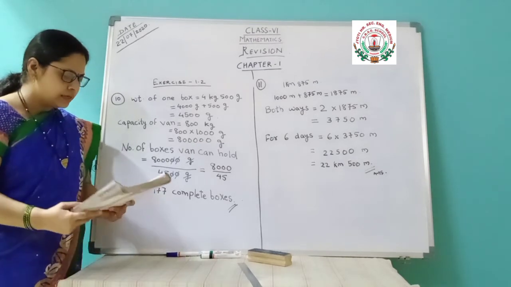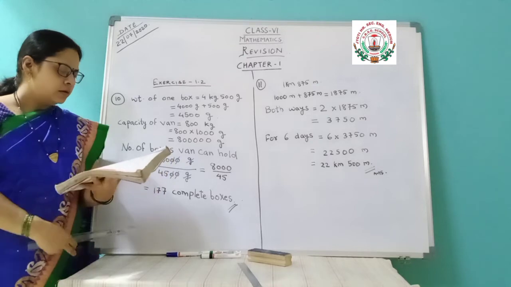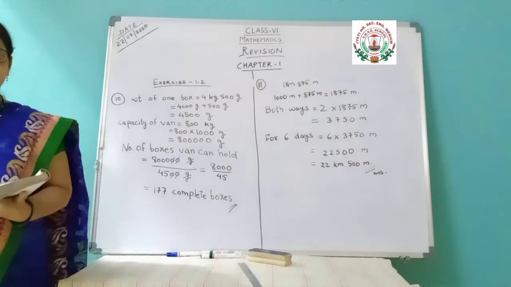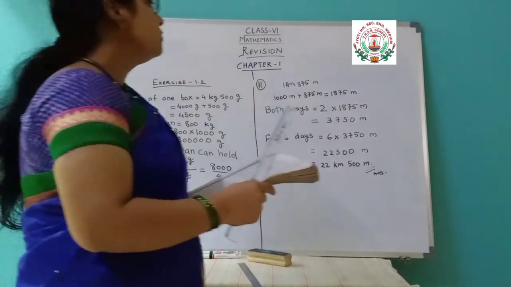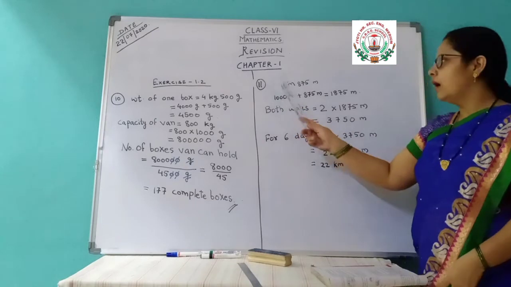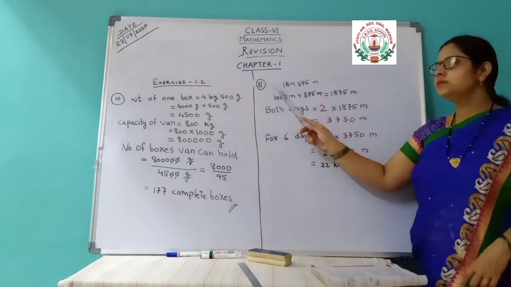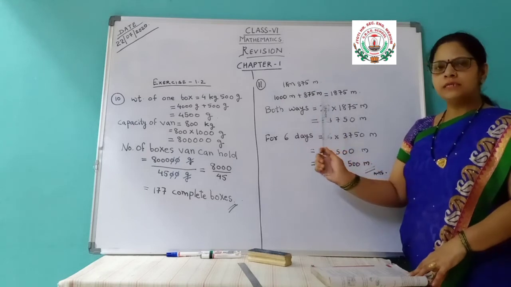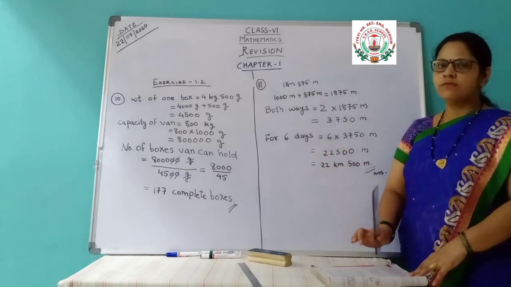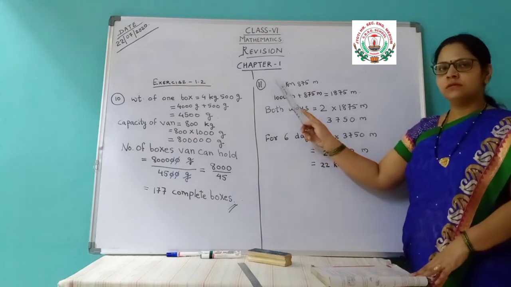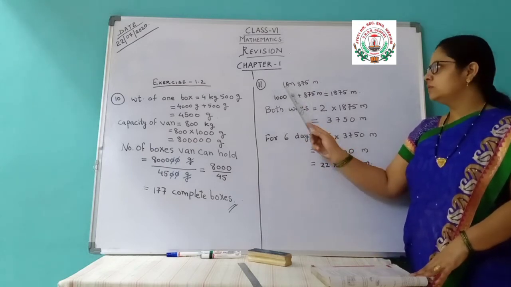Two more questions are there. Question number 11. The distance between the school and the student's house is 1 kilometer 875 meter. I have not written the complete sentence here because that is your work. You might have completed your notes in your notes copy. So this is the distance from school to house.